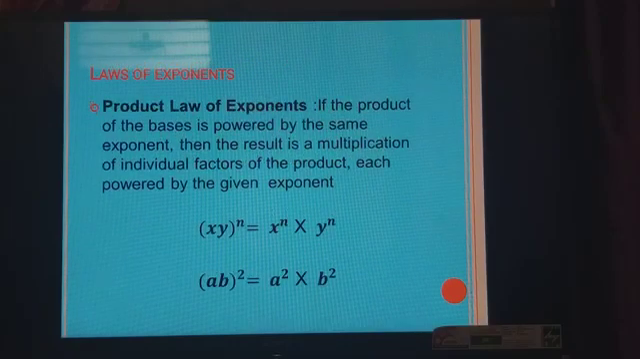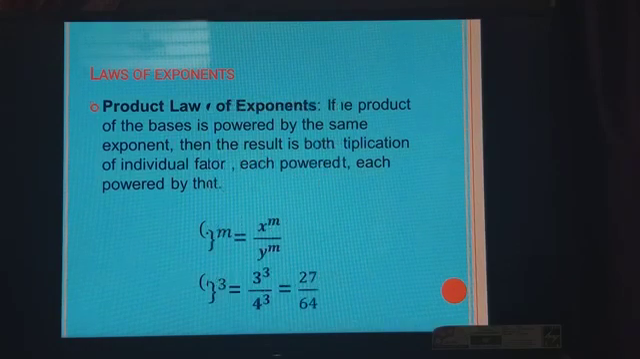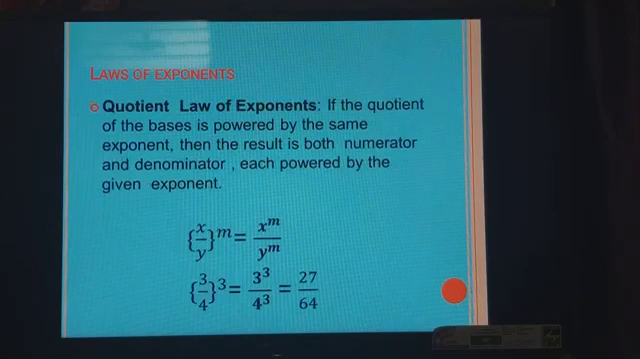Now it is the product law of exponent. If the product of the bases is powered by the same exponent, then the result is the multiplication of the individual factors of the product, each powered by the given exponent. Here, the product xy raised to n is equal to the product of x raised to n and y raised to n, that is, ab whole squared is equal to the product of a squared and b squared.